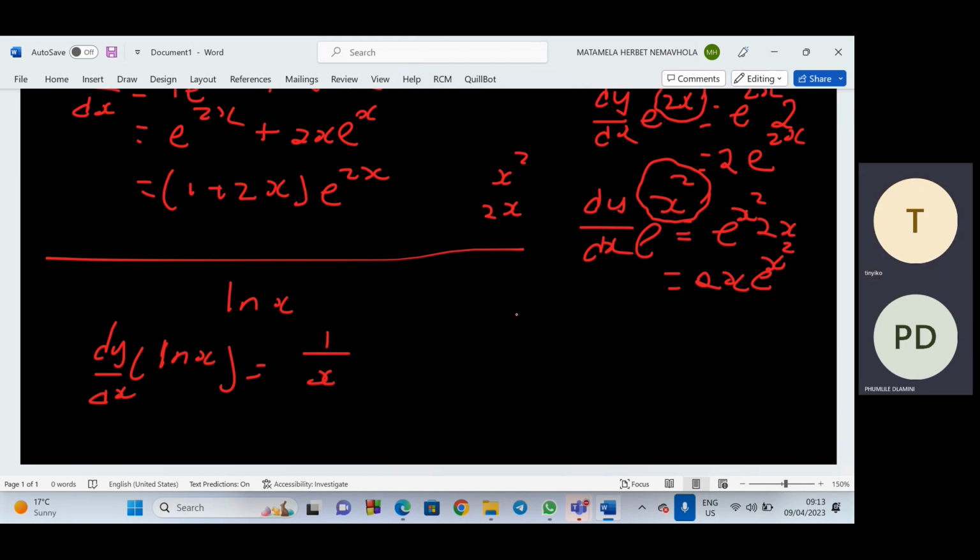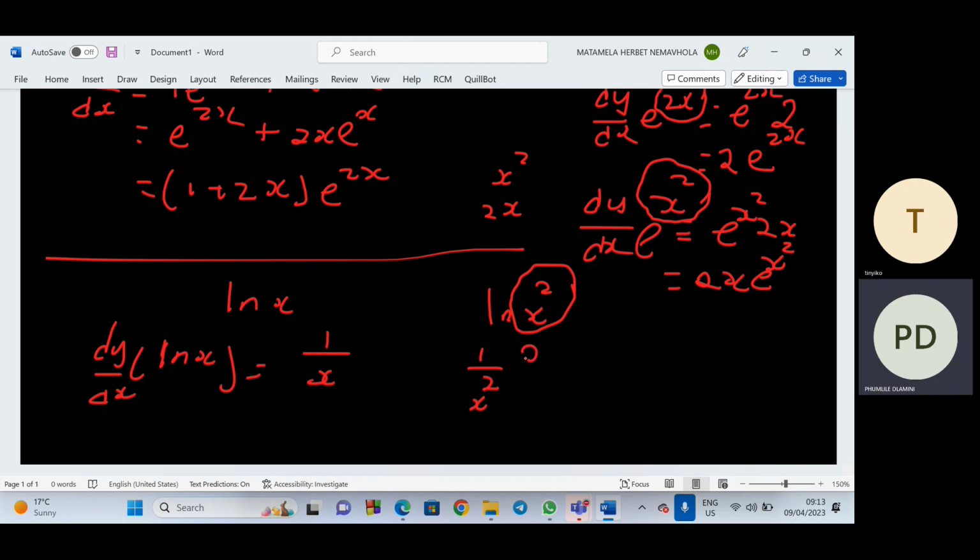So if we have ln of x squared, the answer is 1 over x squared. Then we differentiate what is on the inside here, the x squared. The x squared is going to give us 2x. And when we simplify this, this is the same as 2x over x squared. So you're going to cancel this and this one, there one. Then you're going to remain with 2 over x.